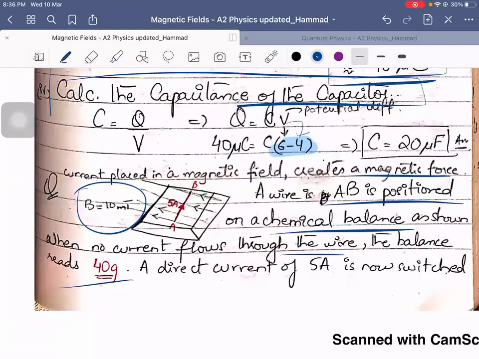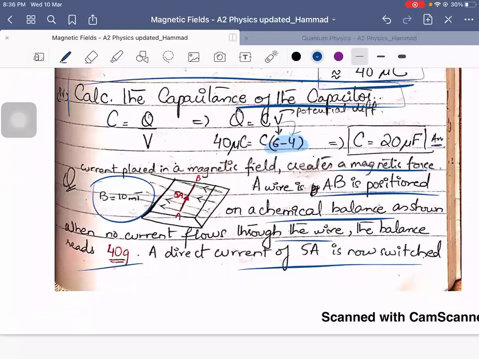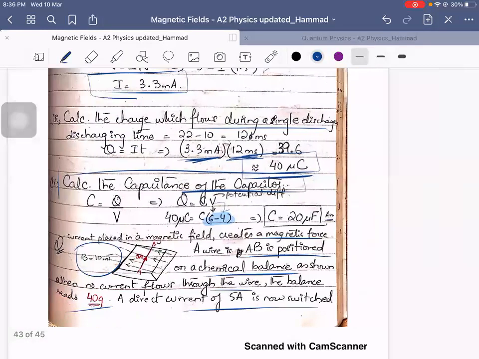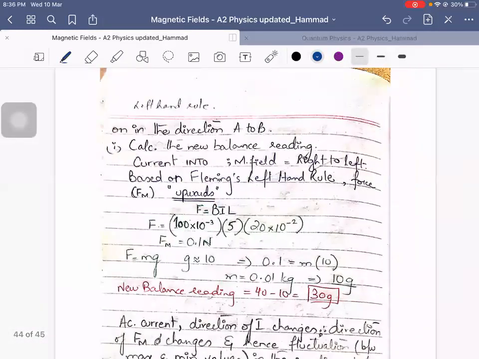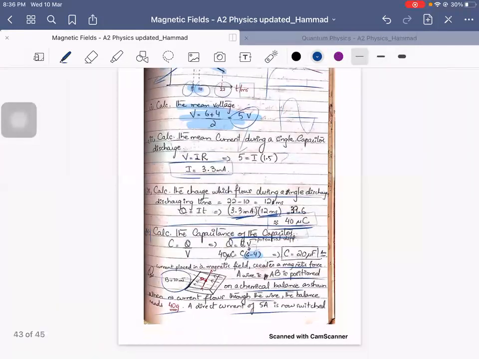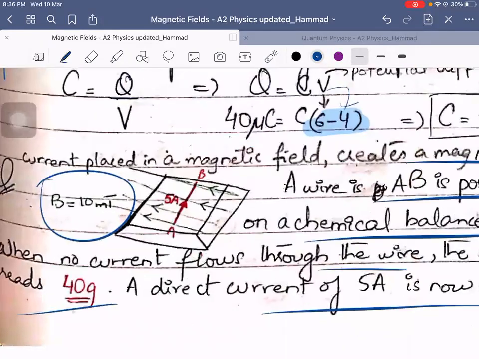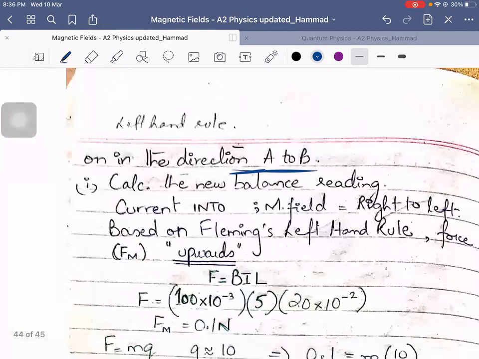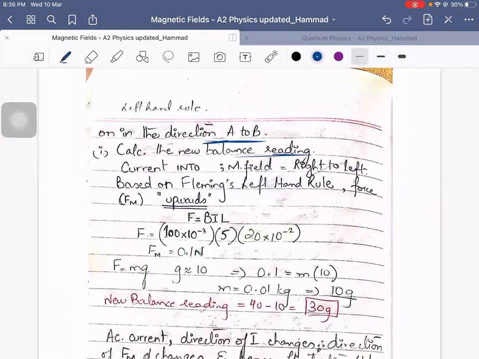The direct current of 5 ampere is now switched on. Now when there's a current moving, the current will have a magnetic force. Now you need to understand that the current flows in the direction of A to B, right? Calculate the new balance reading.